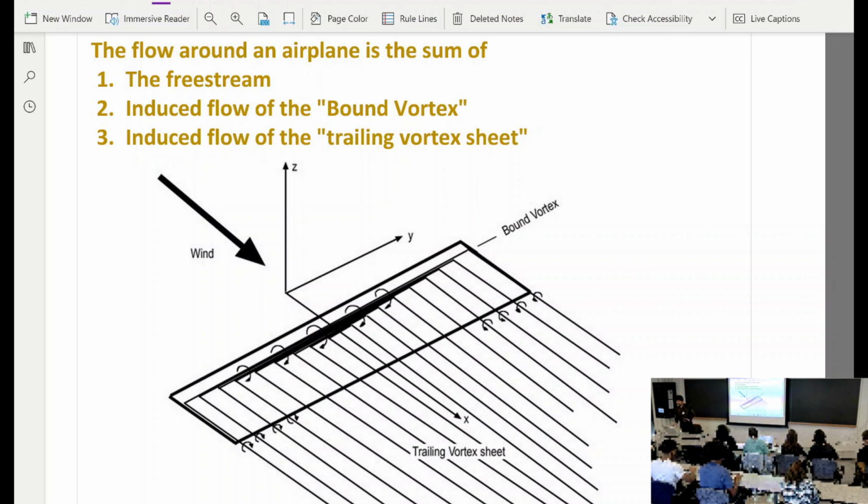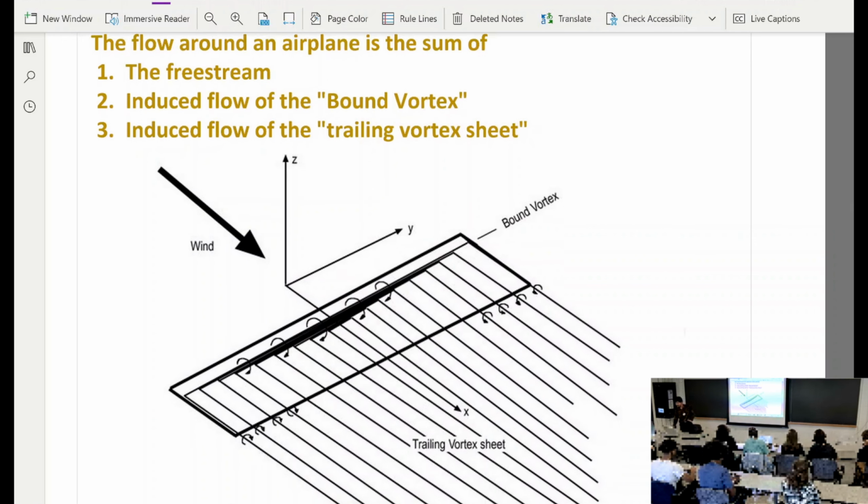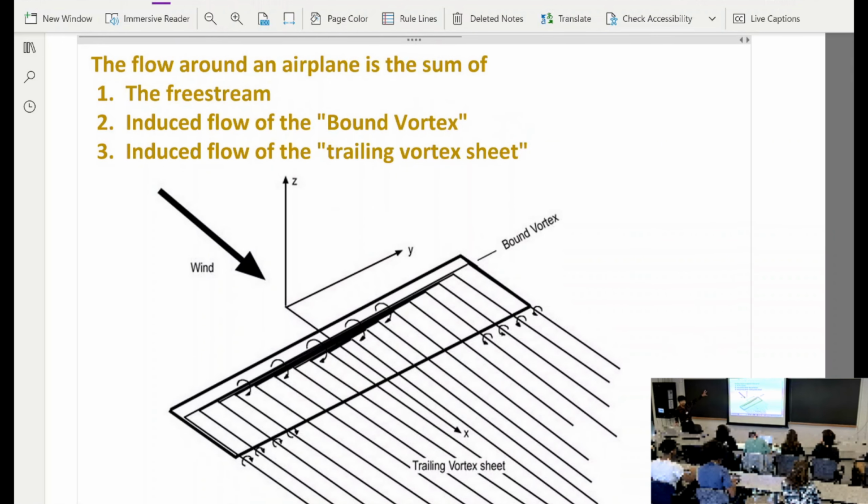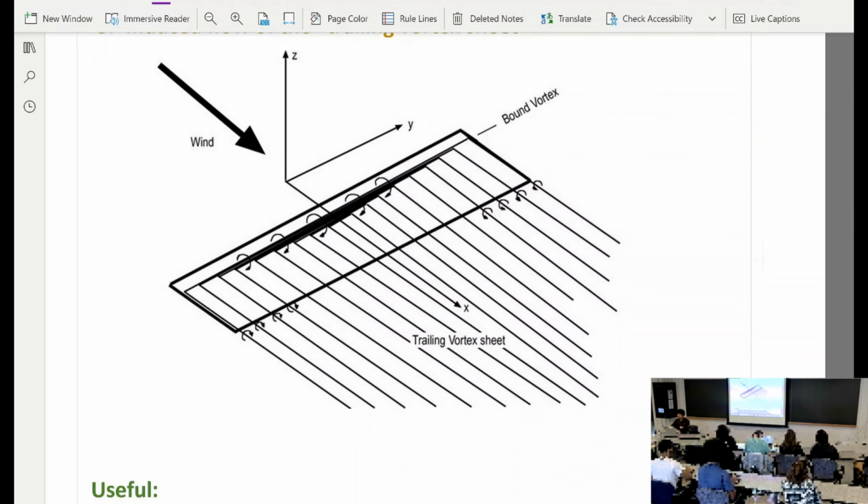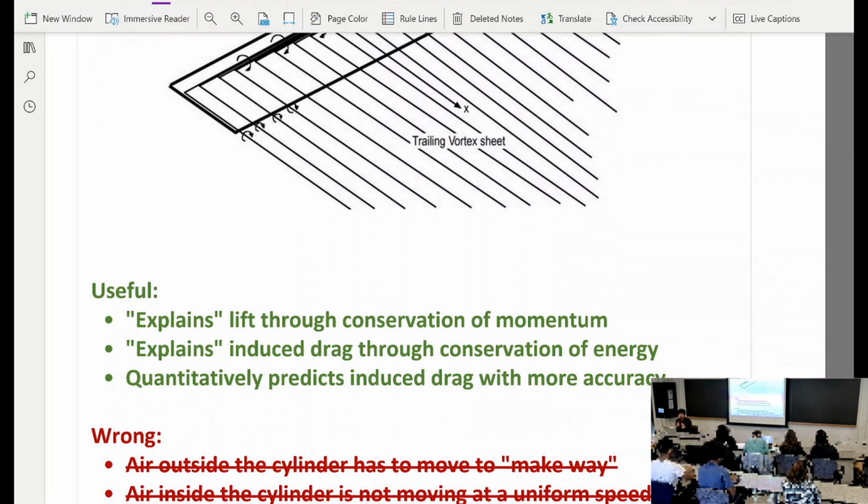Let's just think about this as a simple statement for now. We understand this, and in this lecture, we're going to understand number 3, and in the next lecture, we're going to understand number 2. And let me just tell you the consequences. First of all, it's useful exactly the same way as the air cylinder model. So it explains lift again through conservation of momentum. It explains induced drag through the conservation of energy.